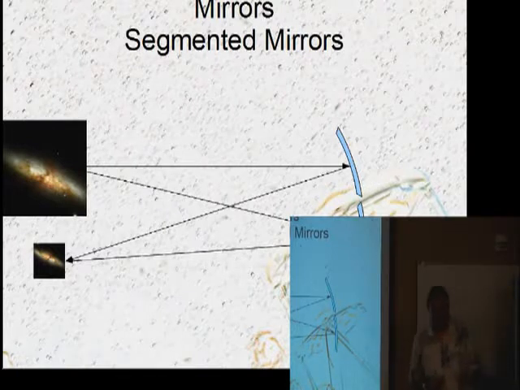There is an effect that shows up if you have a segmented mirror due to Fourier optics, due to the wave nature of light. You get some scattered light, you get some fringing. But if you're looking for faint objects, this is the way we have to go. We cannot make a 30-meter single piece of glass. It would just be impossible.